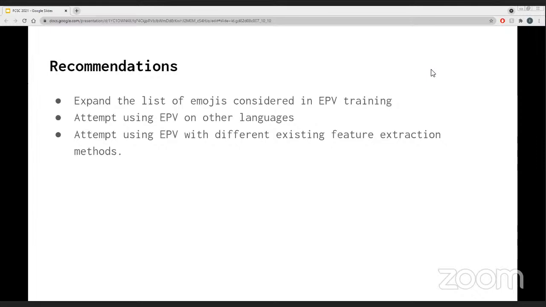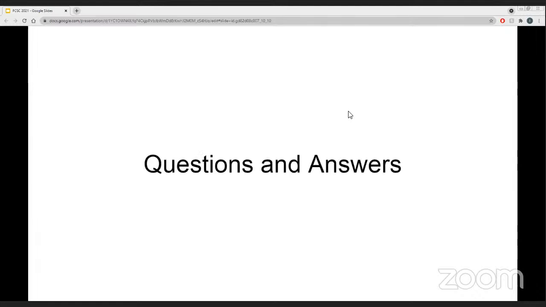Also, finally, attempt using EPV with different existing feature extraction methods. For our research paper, as stated in the title, we used EPV alongside bag of words feature extraction. So maybe further researchers can expand on that by using EPV with word embeddings and so on and so forth. That's it for our presentation, and we're now open for questions.